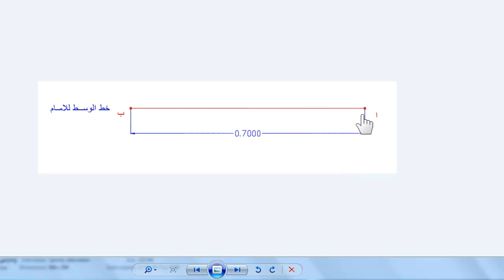We'll come here, and this is the front middle line, which also represents the work line. We make a straight line of 70 centimeters, and we name it from point A to B.